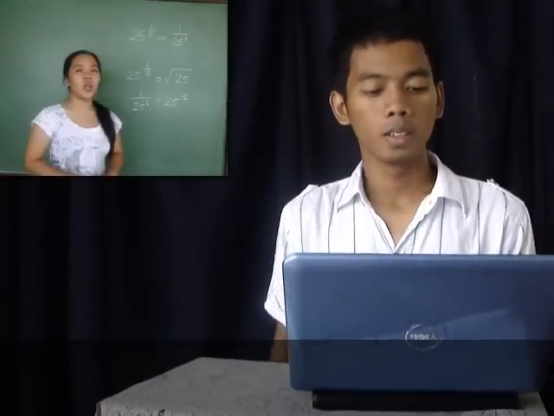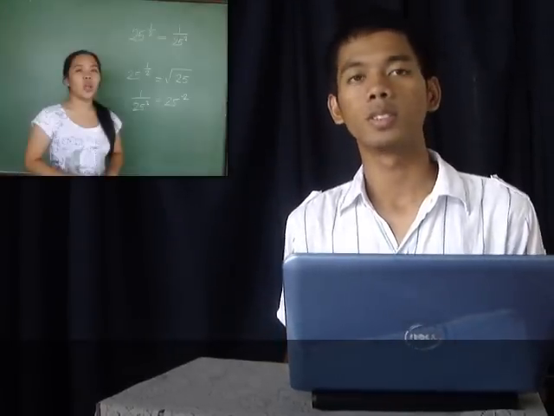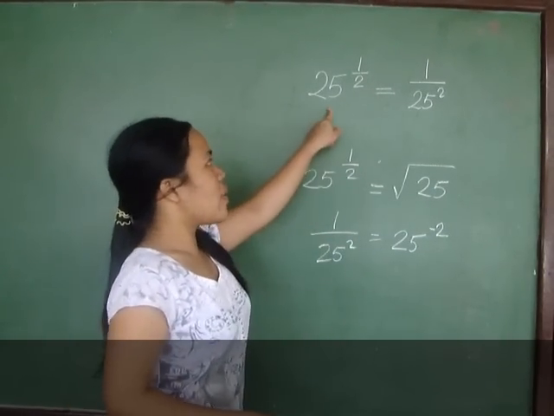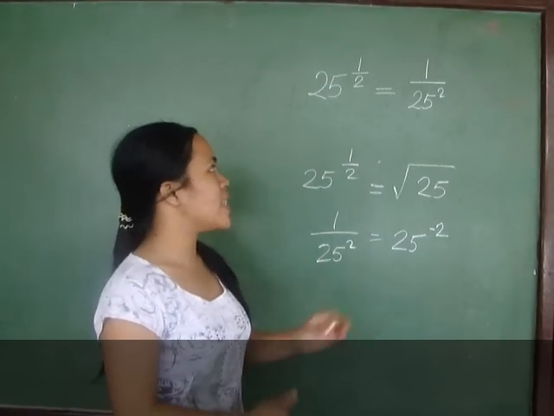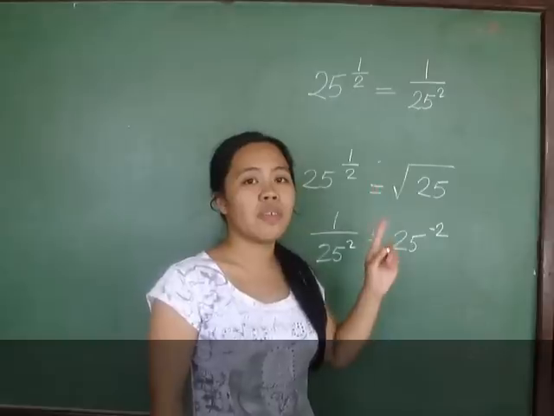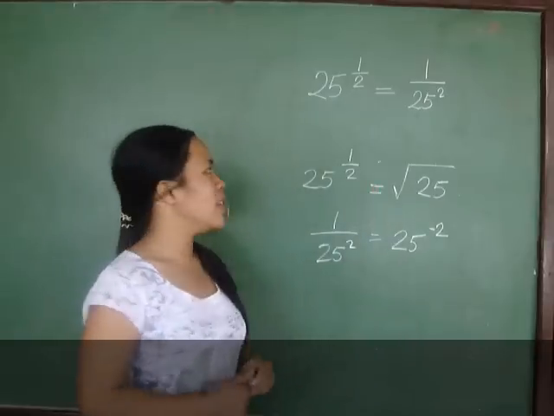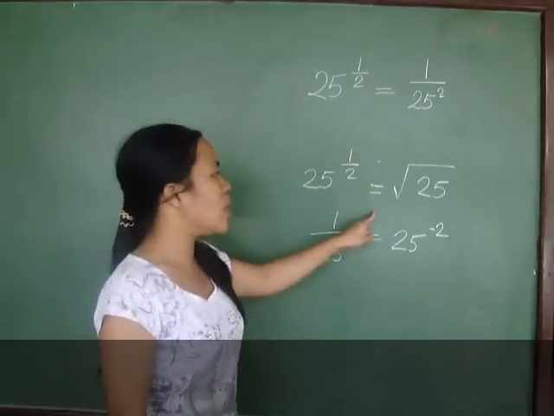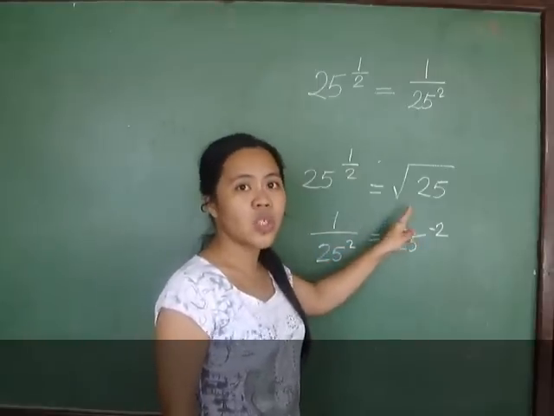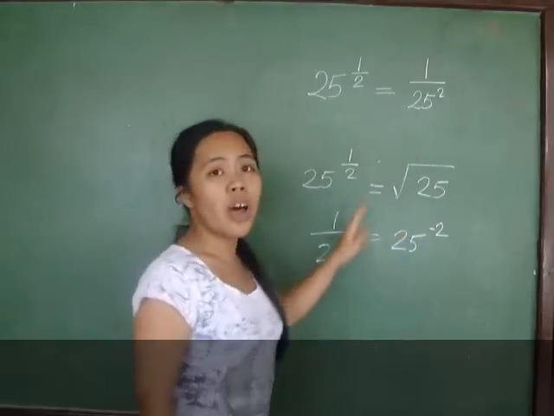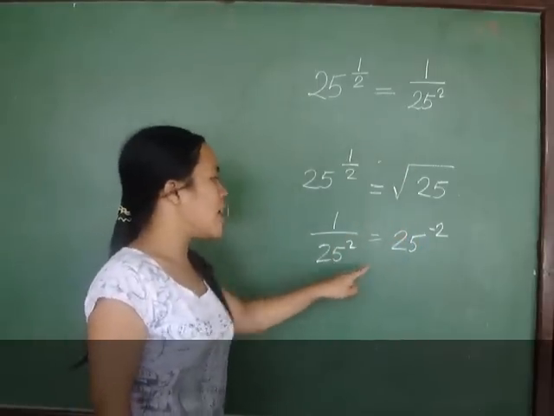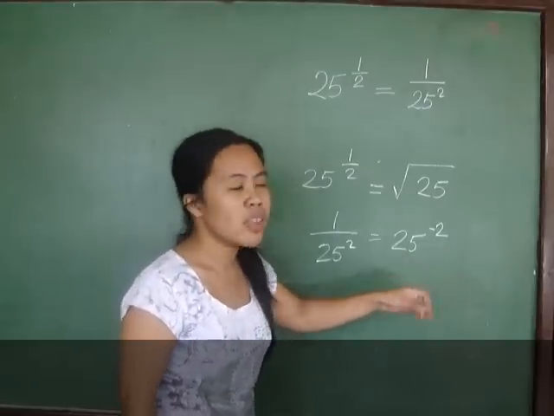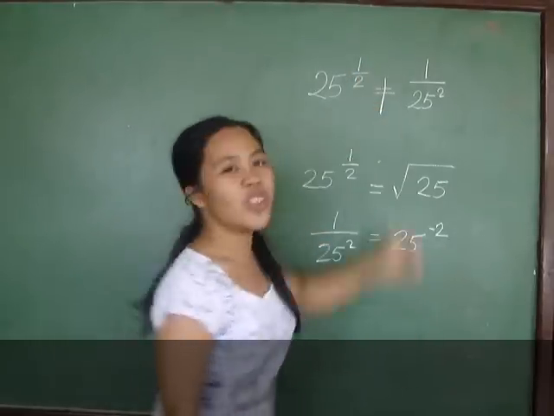Top 6. Fractional exponent. Don't flip over the root. Top 6 in our list is that 25 to the power of 1/2 is equal to 1 over 25 squared, which is basically wrong. Because 25 to the power of 1/2 is equal to the square root of 25, which is equal to 5. And 1 over 25 squared is equal to 25 to the power of negative 2. So this is basically wrong.